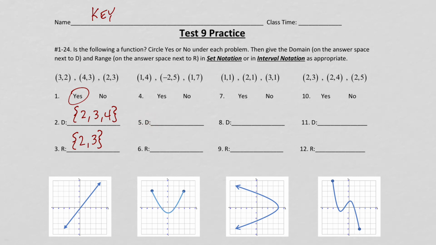The domain is the collection of all of the x values. So 1, -2, and 1. But don't repeat any values and put it in order. So -2, then 1. The range is the collection of all the y values. So in order, it's 4, 5, and 7.